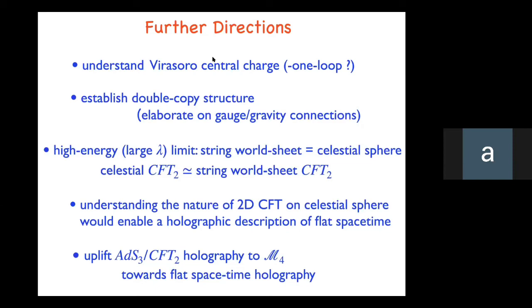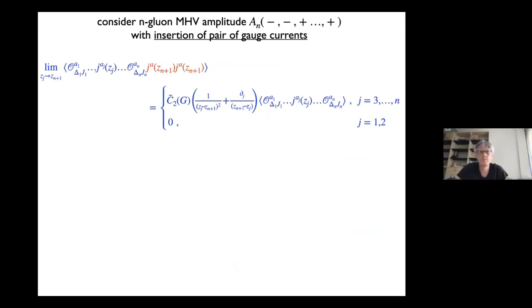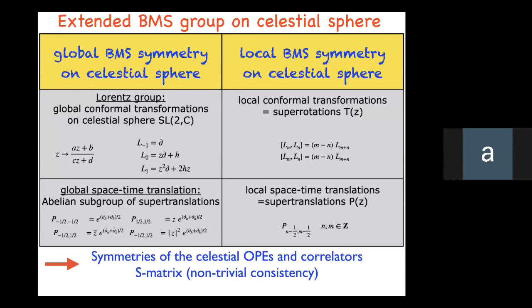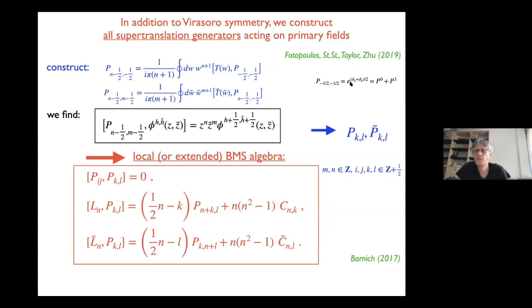So can you go back to your slide on the BMS algebra, the Barnich reference? This one or the one before? The one before, yeah. This one, yeah. So this C_{mn} case, those cannot be determined from OPEs, right? I saw that it is zero. Yeah, we find this algebra without the C's.